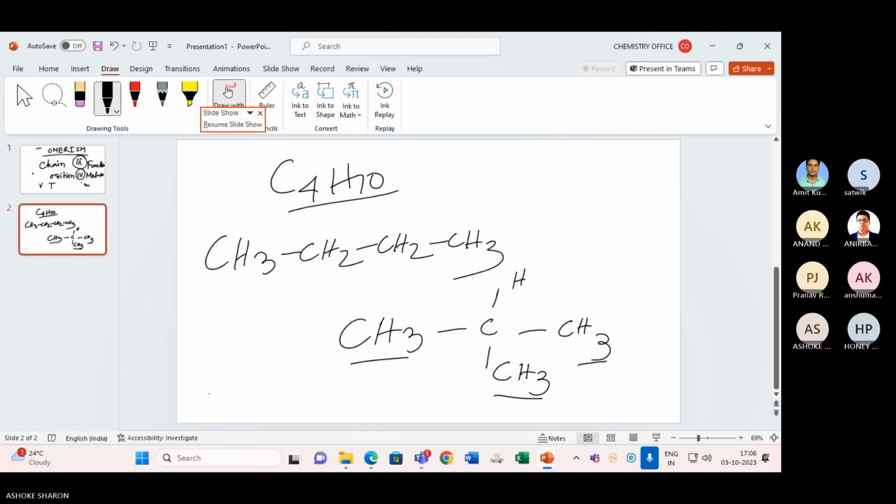CH3 means hydrogen will be 9 plus another hydrogen is 10, and carbon is 1, 2, 3, 4. So you can see the C4H10. In this case also you can see the C4H10. So in both cases the C4H10 is maintained, but the first one we call N-butane. The second one, this compound, we call isobutane.